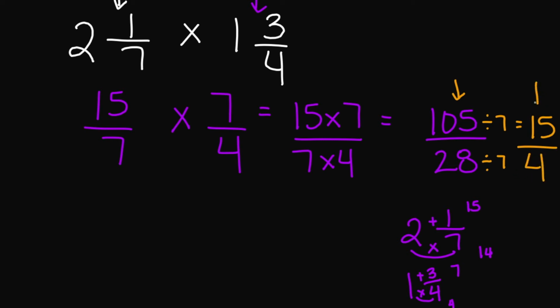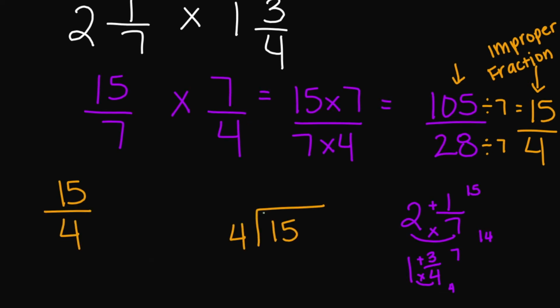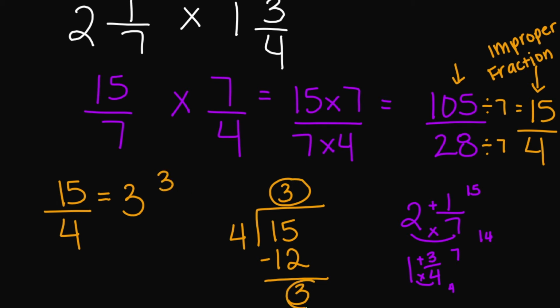Remember, this is an example of an improper fraction. So let's go ahead and turn this back into a mixed number. So we have 15 over 4. 4 goes into 15 3 times. 4 times 3 is 12. 15 minus 12 is 3. So your mixed number is going to be 3. This is coming from your quotient. 3 from your remainder is going to be your numerator. And that's going to be over 4, which is your divisor.